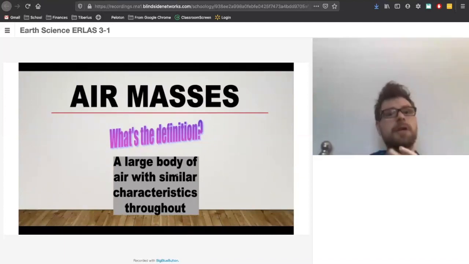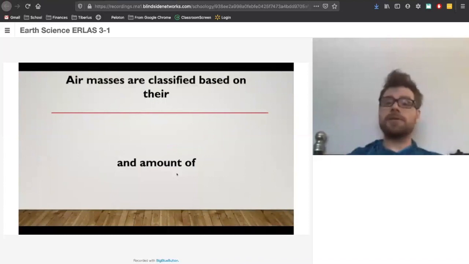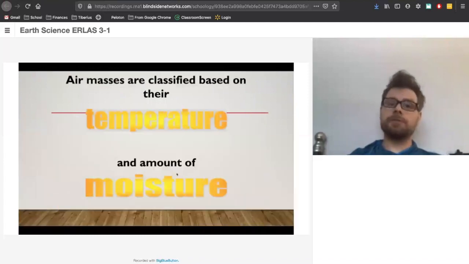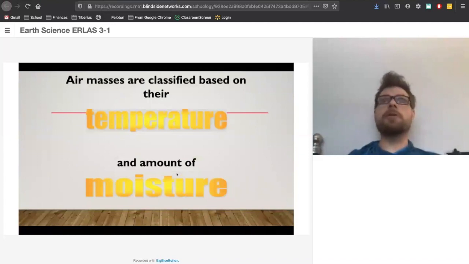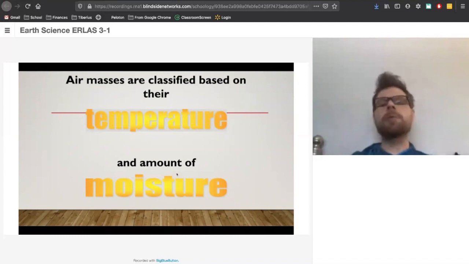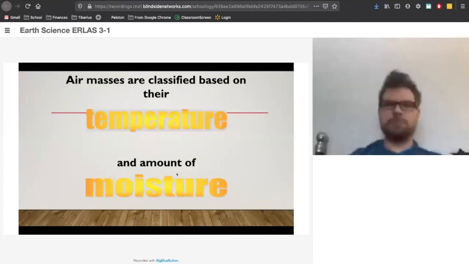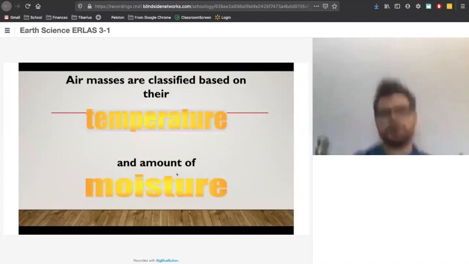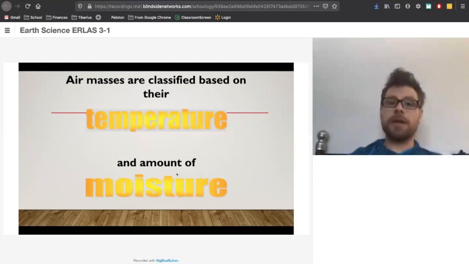Okay? Air masses are classified based on their temperature and the amount of moisture that they have. Okay, so really when we're talking about temperature, we're not talking about like this air mass is exactly 73 degrees. No, we're saying this air mass is warm. That's the temperature. Okay, or this air mass is cold. That's the temperature. Okay, and the amount of moisture that it has, right?